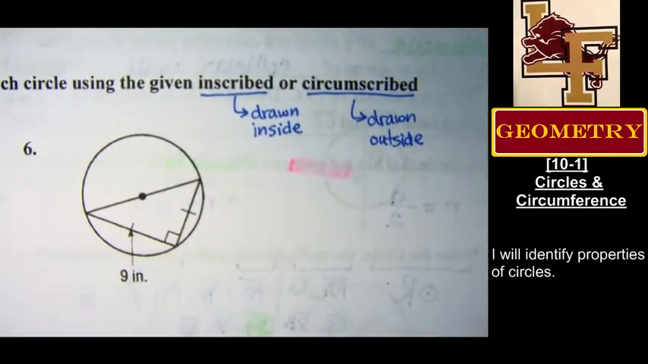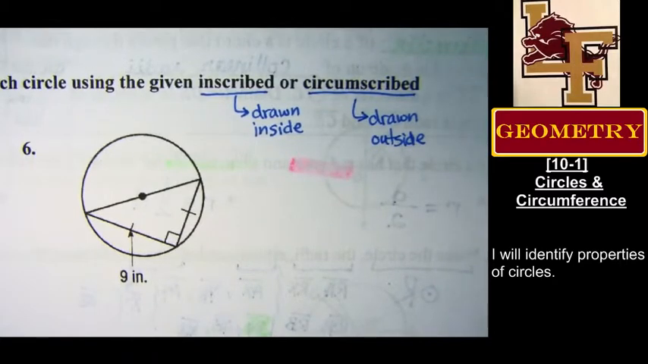If I look at number 6, the triangle is drawn inside the circle. The triangle's inscribed to the circle. The circle is drawn outside the triangle. The circle is circumscribed to the triangle. Okay, did you hear the order of how that happens? And notice these shapes are touching each other.